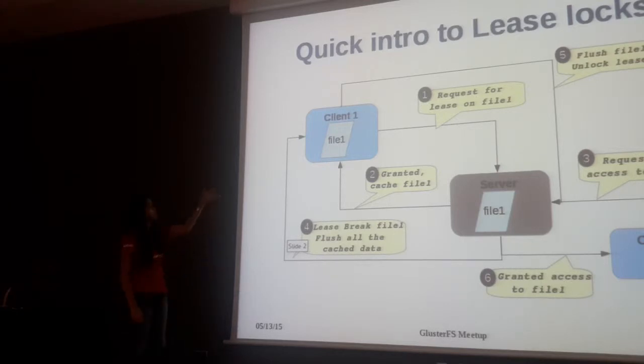The advantage here is that whatever operations client 1 was performing on file 1 can be cached on client 1 itself until there is a conflicting access. This is best suited for home directory applications or read-only files which are being served.